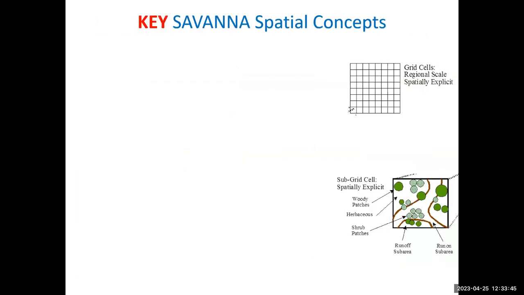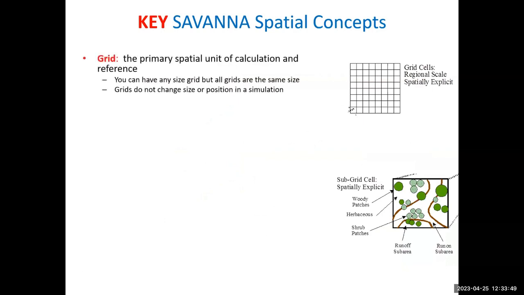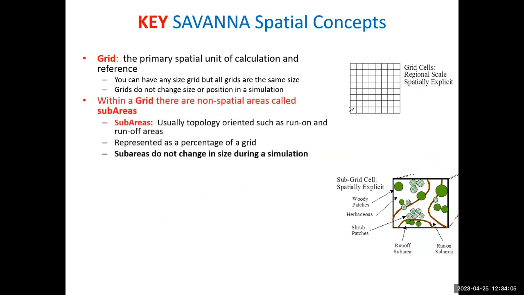So if you're thinking about the key SAVANNA concepts that I want to talk to you about in this intro lecture, you have to decide on a grid scale. What is the primary spatial unit of calculation or reference? You have to have the same size. So it is a regular grid, not an irregular grid. And the grids don't change size or position within a simulation.